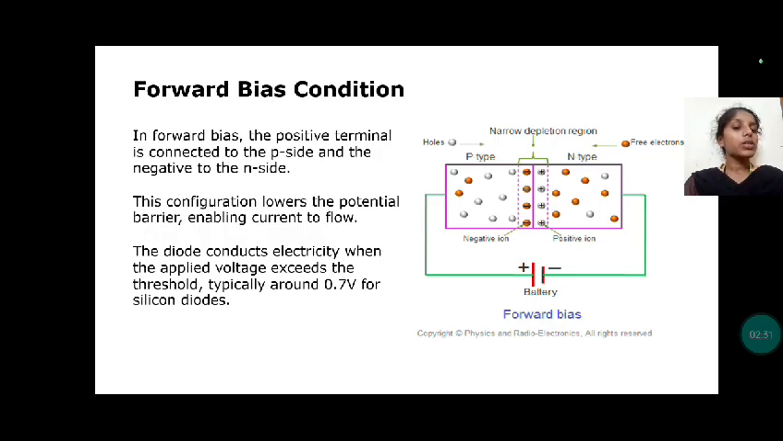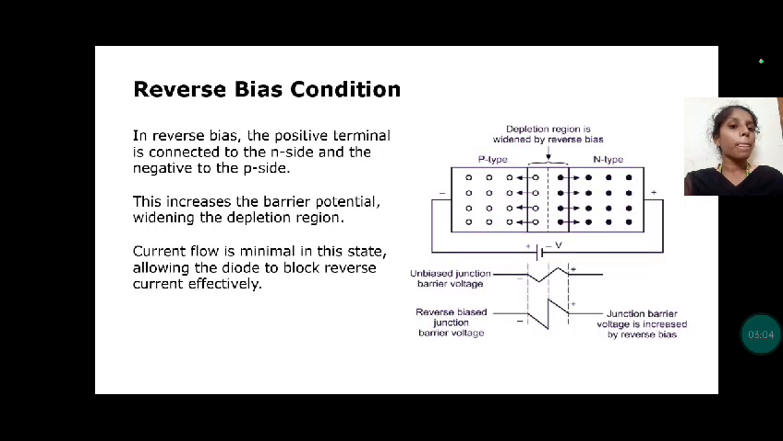The forward bias condition: in forward bias, the positive terminal is connected to P type and the negative terminal is connected to the N side. This configuration lowers the potential barrier, enabling current to flow. The diode conducts electricity when the applied voltage exceeds the threshold, typically around 0.4 volts for silicon diodes. In the graph, after 0.7 volts, the current increases sharply.